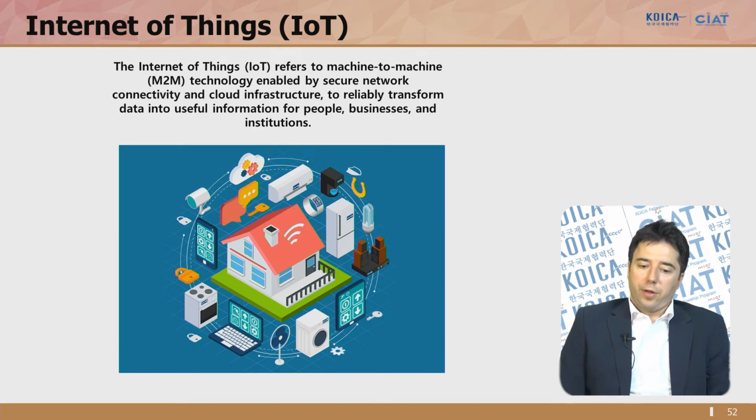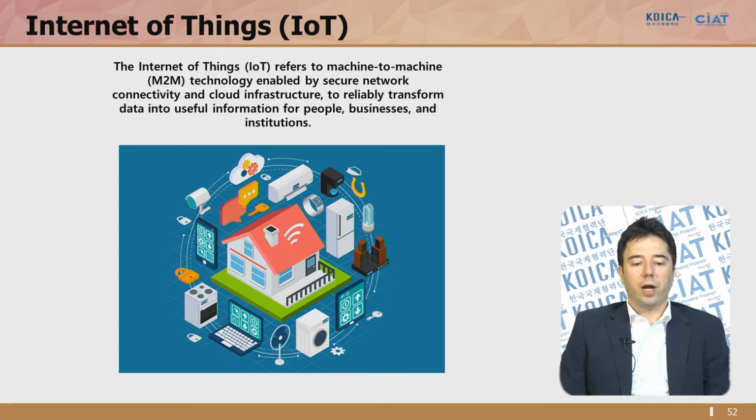So the Internet of Things in general refers to machine-to-machine, M2M, technology enabled by secure network connectivity and cloud infrastructure to reliably transform data into useful information for people, businesses, and institutions. So this is more a function of IoT in general terms.